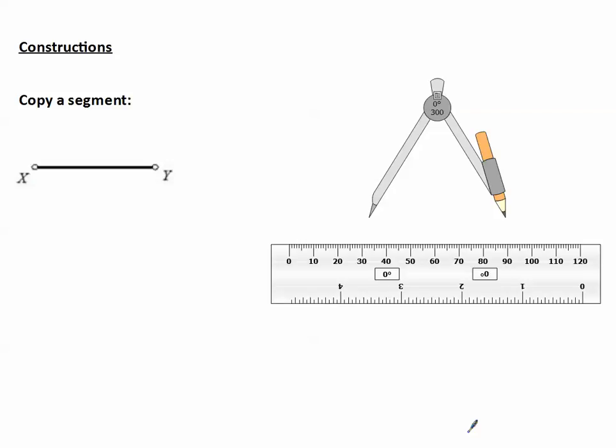Now it's time to construct some of the things we talked about before. When we talk about constructions, we're talking about using a compass. That's what this is. And a straight edge. Now, a straight edge can be a ruler, because a ruler has a straight edge, or anything that helps us draw a straight line. Preferably, we're not using a ruler because we're not really supposed to be measuring with it. We're supposed to be measuring with the compass. We're just using the ruler as a straight edge.